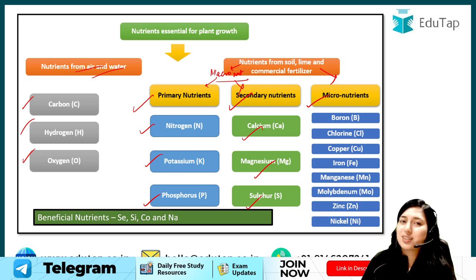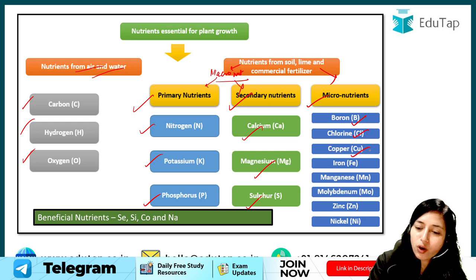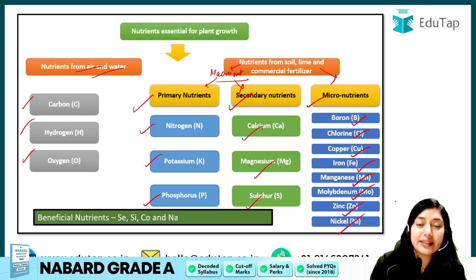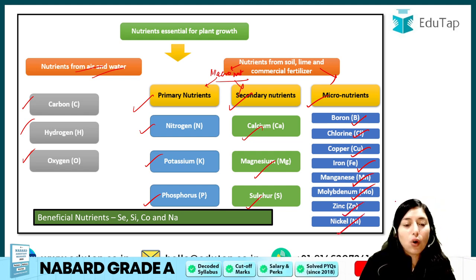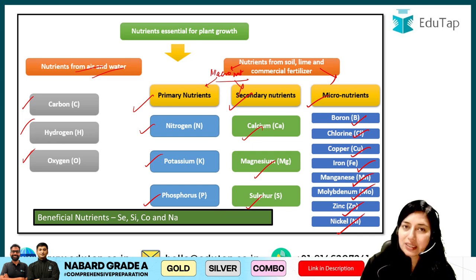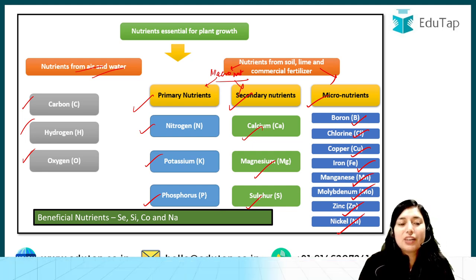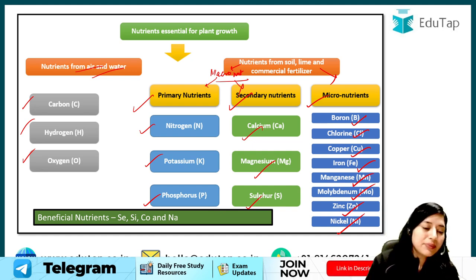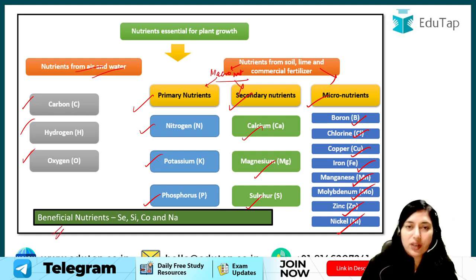Micronutrients are required in small amount, I have already told you, and the nutrients that come under the group of micronutrients are boron, chlorine, copper, iron, manganese, molybdenum, zinc and nickel. So you have to learn all the nutrients that are under your micronutrients and nutrients that are under your macronutrients. Clear? Now students, apart from micronutrients and macronutrients, we have some beneficial nutrients as well.